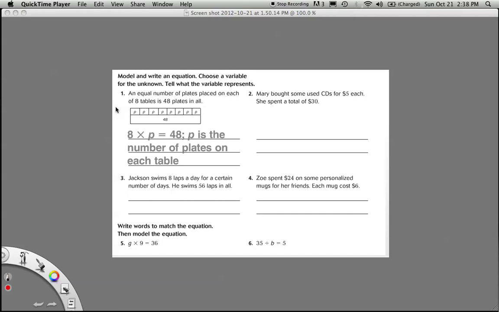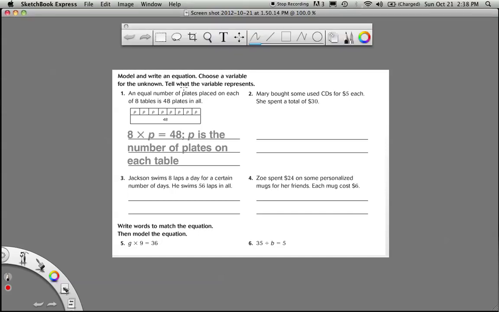They already did number 1 for us. Let me just explain it really quick why they chose to do this. We're taking these words and we're changing them into a math equation. We're telling what the variable stands for, and then we're making a model or a picture. So it says an equal number of plates. They didn't tell us how many, so we'll just call that P. So I put my variable over plates so that I'm telling you what the variable represents.